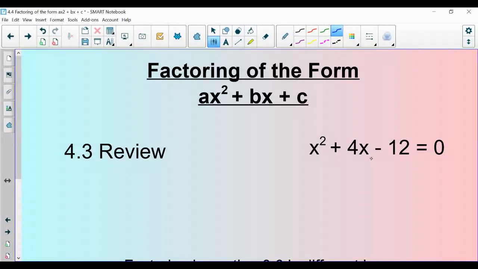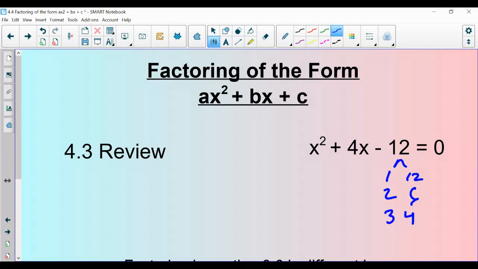What you do is you go to the c term and you list the factors of c. Okay, what multiplies to negative 12? Well, you could have 1 and 12, 2 and 6, or 3 and 4, and one of them is going to need to be positive, and one of them is going to need to be negative because it multiplies to negative 12.